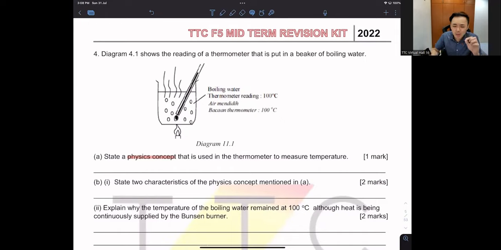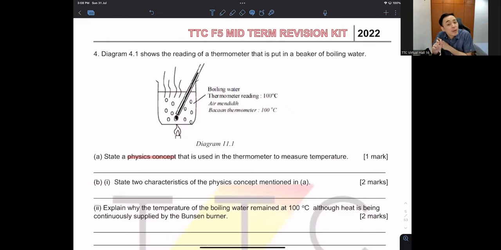Now, what is the main thing about this thermal equilibrium? How do you consider two things in thermal equilibrium? Number one, no net heat flow, right? Remember, the word net means what? There is heat flow, just that your balance is zero. As in, you give up 50, you take back 50. That's number one, no net heat flow.